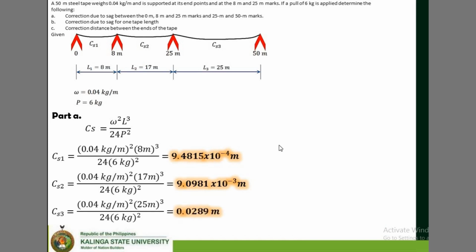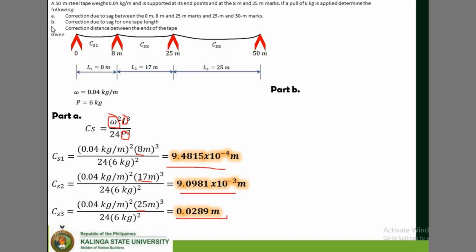and CS3. Now, as you can see in this computation, omega does not change, P also does not change. What changes here is the length. Again, for correction due to sag, the length we use in this equation is the distance from one support to another support. Okay? So, those are our answers in part A.